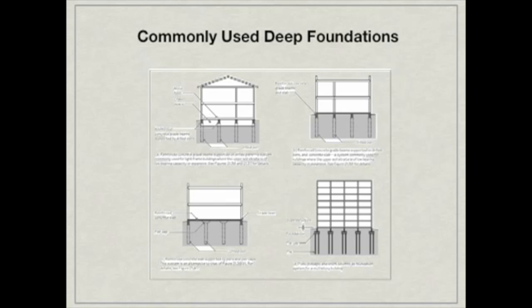System C is a reinforced concrete slab that is supported by piers and pier caps. This system is simply an alternative to the systems that you see in diagrams A and B. And System D is typically used for multi-story buildings. This is where you would have piles, pile caps, and then short columns as your foundation.